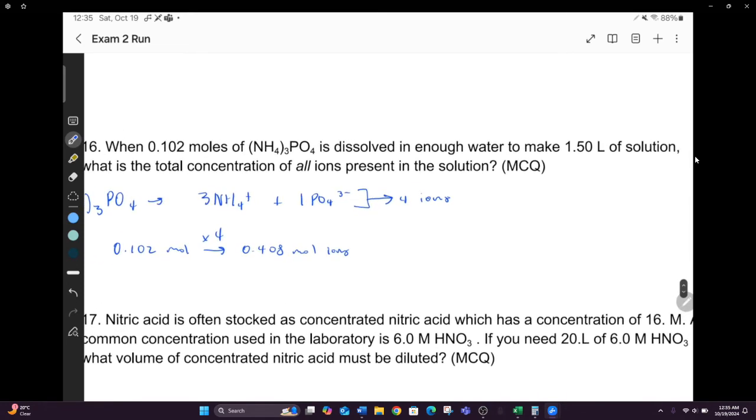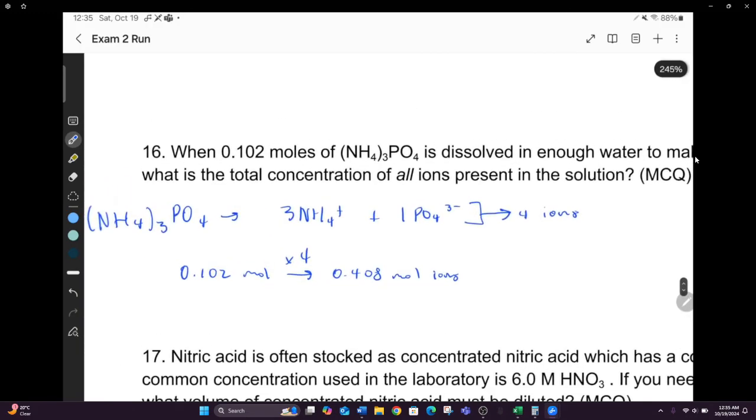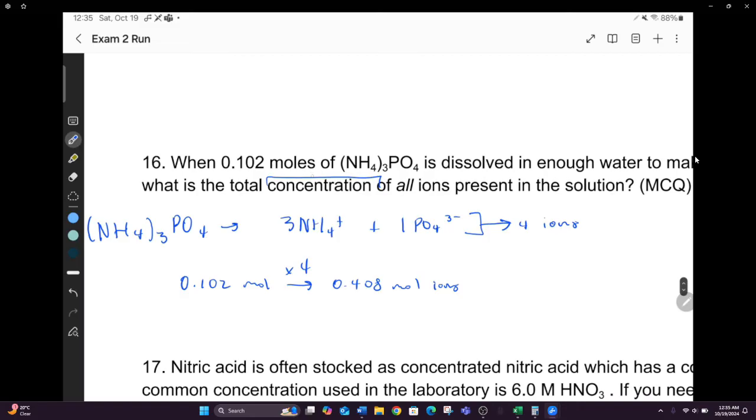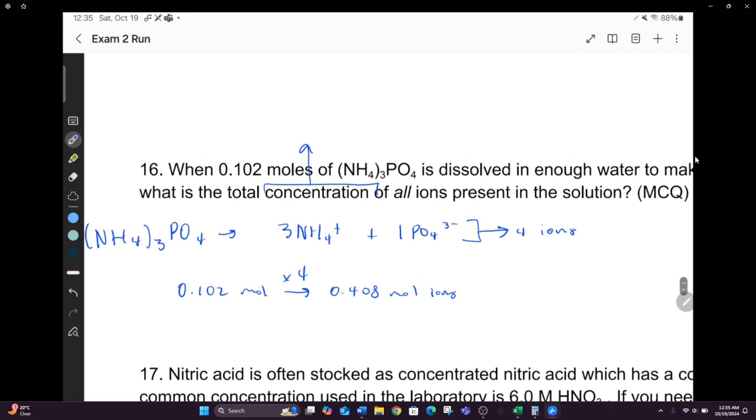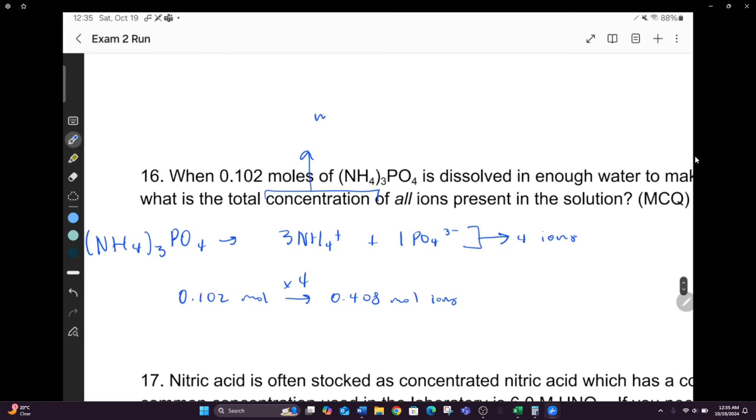So if we're having 1.5 liters of solution and we're looking for the concentration, concentration is kind of indicating that they want molarity here, which is moles of solute per liters of solution. And when you get to Gen Chem 2, you'll learn about molality, which is something completely different, but this is molarity, which is also capital M.